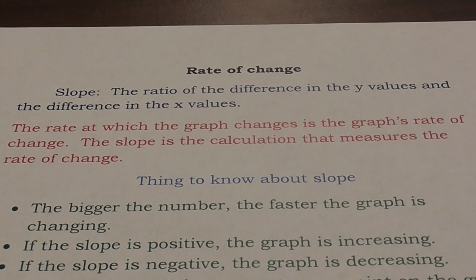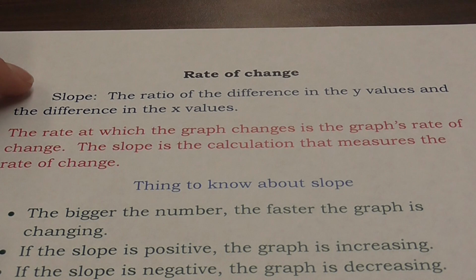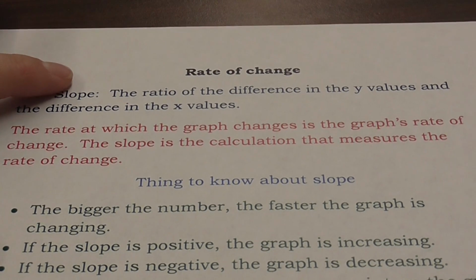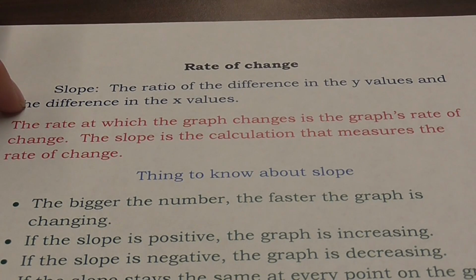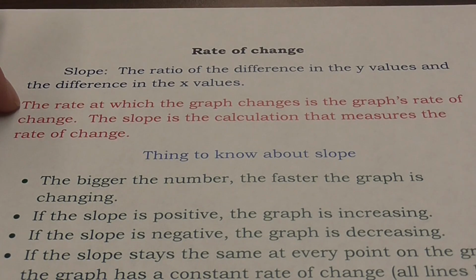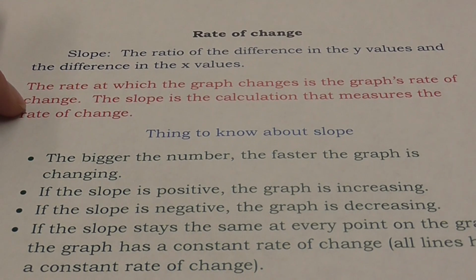All right, when it comes to functions, the next thing we're going to talk about is the rate of change over an interval. So the rate of change is the same thing as slope, and the slope is the ratio of the difference in y values and the difference in x values. Okay, so the change in the y values divided by the change in the x values. The rate at which the graph changes is the graph's rate of change. The slope is the calculation that measures this rate of change.